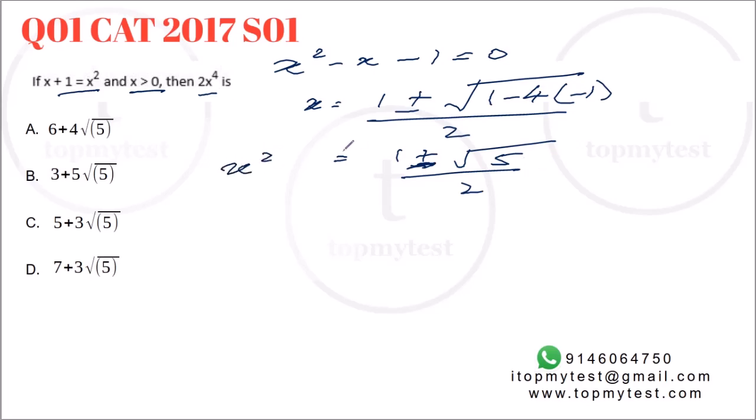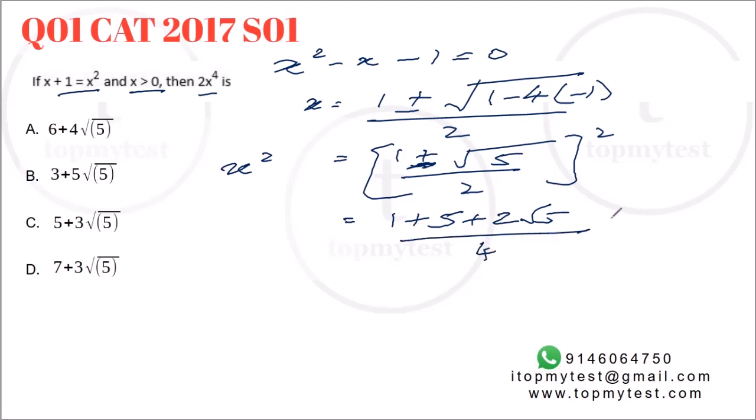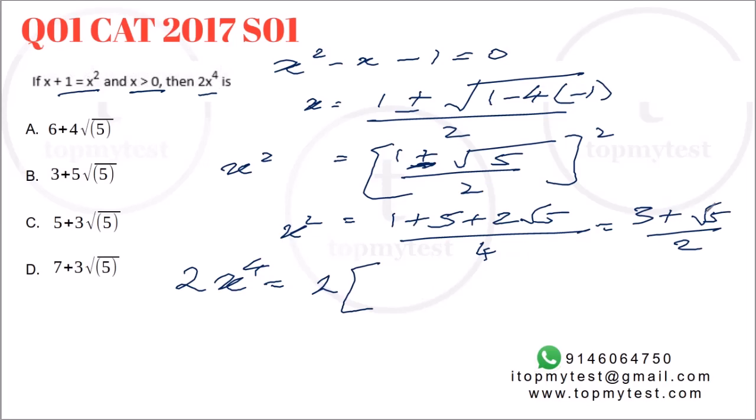Now x square will be the square of this. So this will give me 1 plus 5 plus 2 root 5 divided by 4, that will be 6 plus 2 root 5 by 4. When you divide by 2 throughout, 6 divided by 2 will be 3, and 2 root 5 will just give you root 5, divided by 2. That will be x square. Now, for x to the power 4, 2x to the power 4 will be twice of this square. So 3 plus root 5 by 2, whole square.